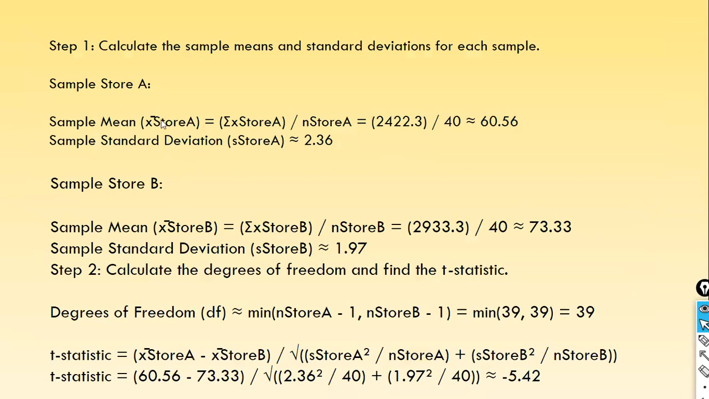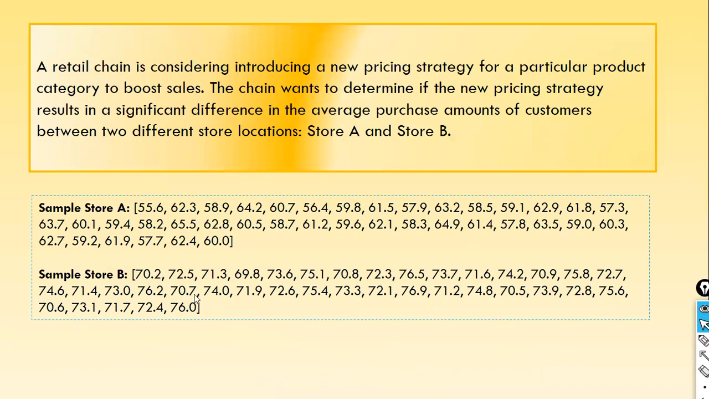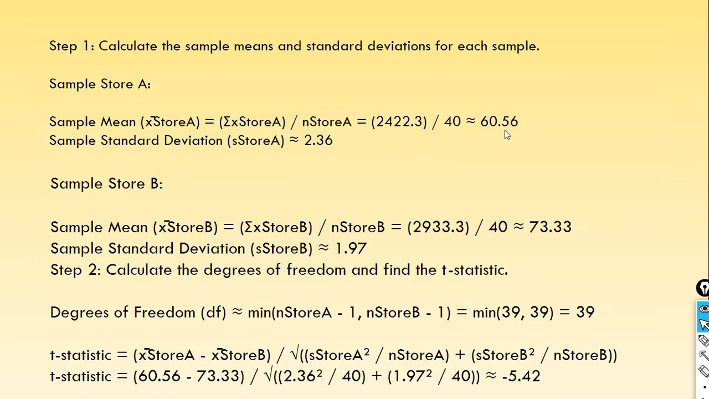So what are the steps? As usual, in store A and store B, you need to find out the mean. Look here, store A mean is 60.56 and store B mean is 73.33. So with this itself, you can say store B, the sale is good, right? But we need to statistically prove that. Let's not go by the sample mean itself. We need to statistically prove that.